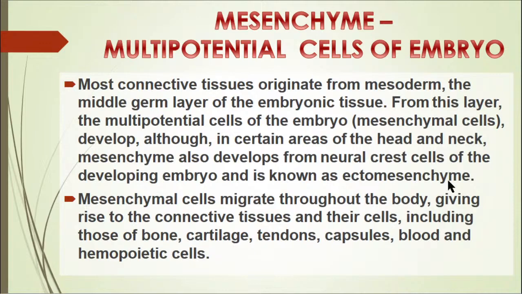So you need to remember the role of mesenchyme in each region of the human body: regulation of the formation of connective tissue, blood vessels, and in any region also smooth muscle cells. Mesenchymal cells migrate throughout the body, giving rise to connective tissue cells, including those of bone, cartilage, tendons, capsules, blood, and hematopoietic cells.